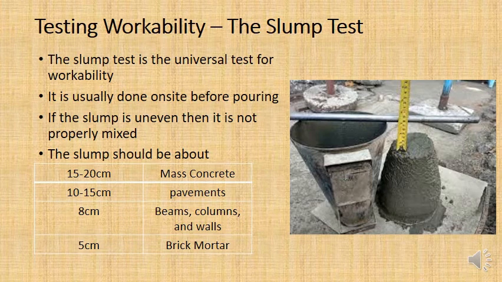Now, why is that? Well, imagine if we're making mass concrete and we need to get the concrete through a concrete pump, through a pipeline. Well, obviously the concrete there needs to be very runny, otherwise it's going to block the pipe. For a pavement, you're trying to spread the concrete out over a very large area.